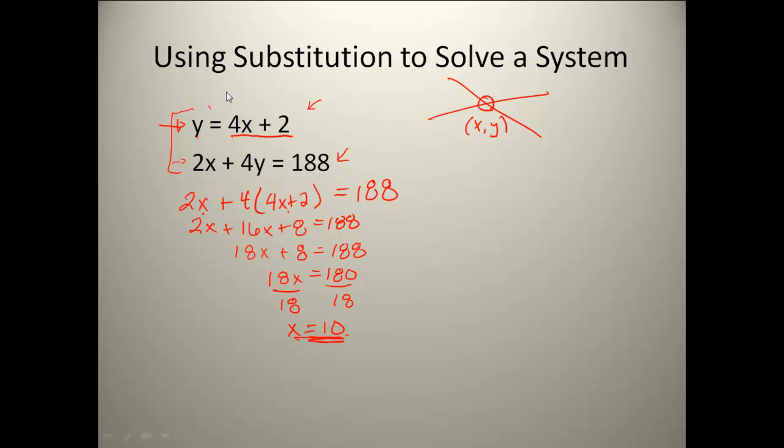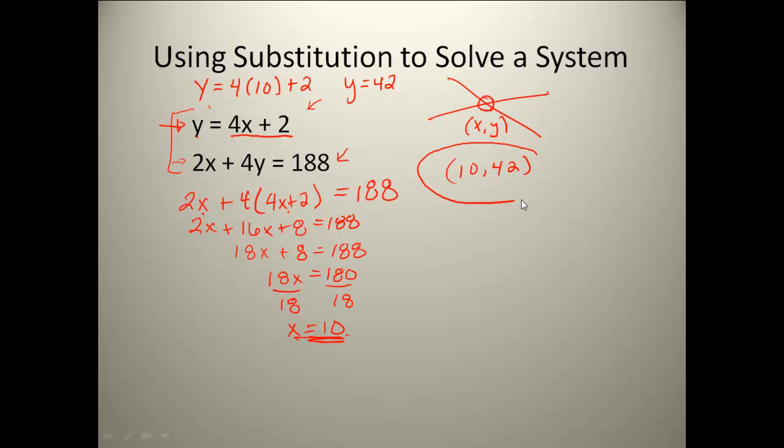I'm going to pick the top one because it's a lot simpler. So I'm going to plug that 10 back in here for x, solve that out for y. Well, 4 times 10 is 40, plus 2 is 42, so I get y is equal to 42. So right now, I have a solution of 10, 42.